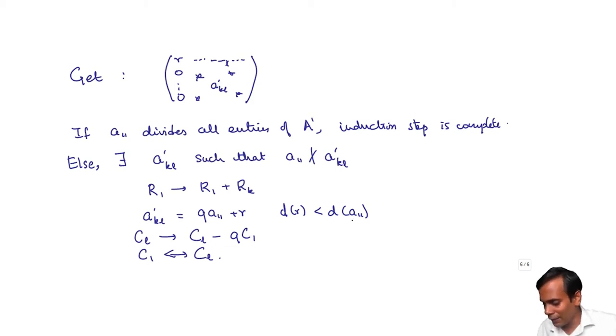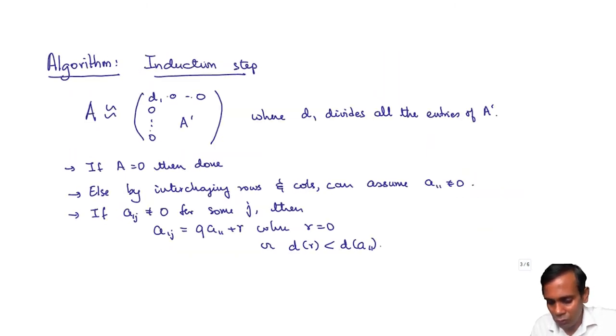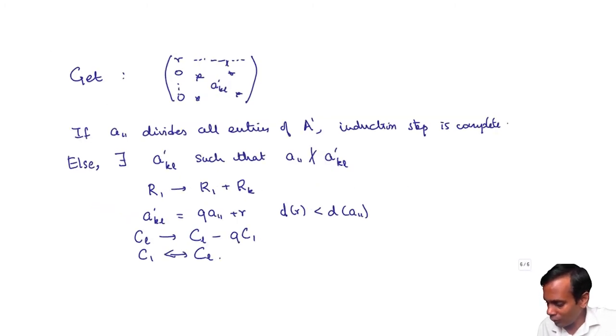So the game is like this. We keep trying to achieve this induction step, this matrix form, D1, 0, 0, 0, A prime, where D1 divides all the entries of A prime. But each time we fail to do that, we can do some steps to strictly reduce the size of D1, the size of A11. And so after finitely many steps, we can no longer reduce the size of A11. So after repeating this whole process, we are back to square one in some sense.